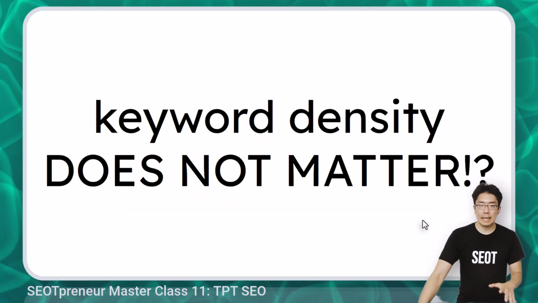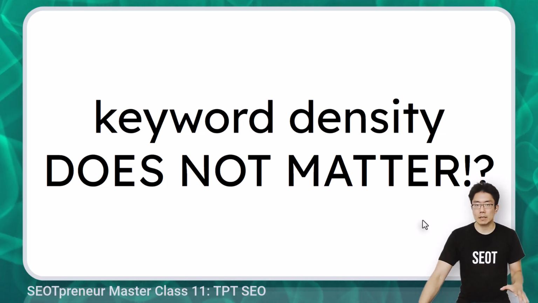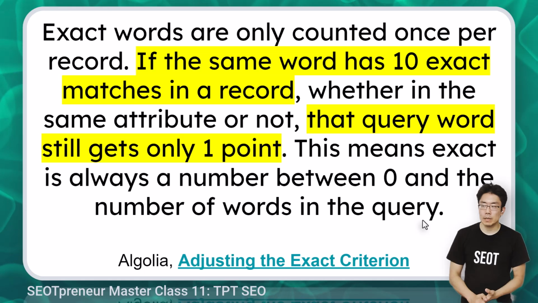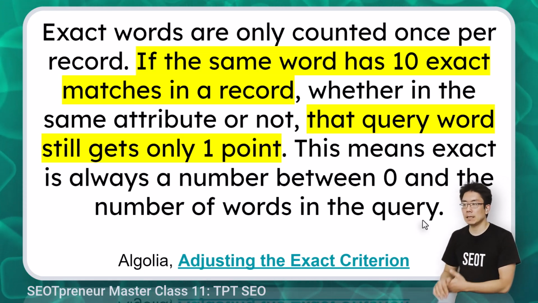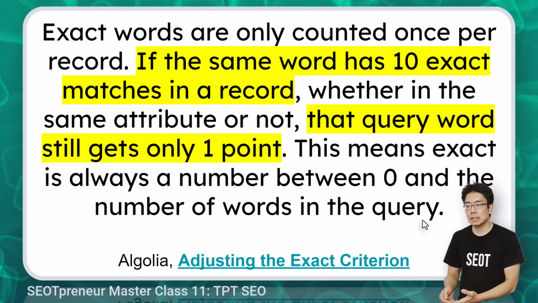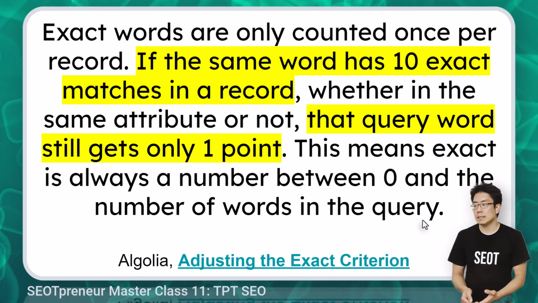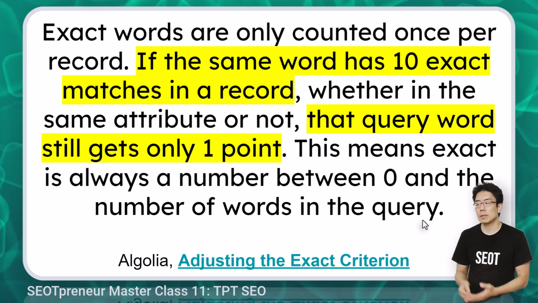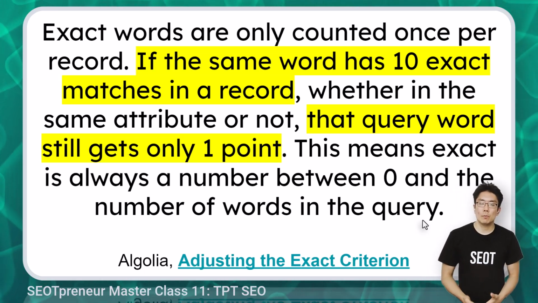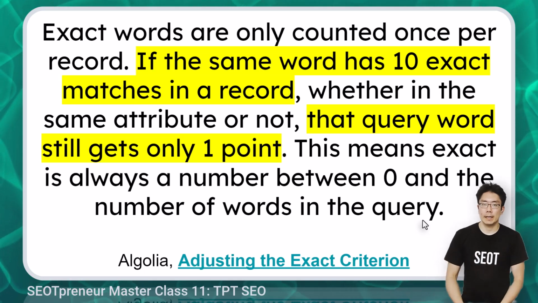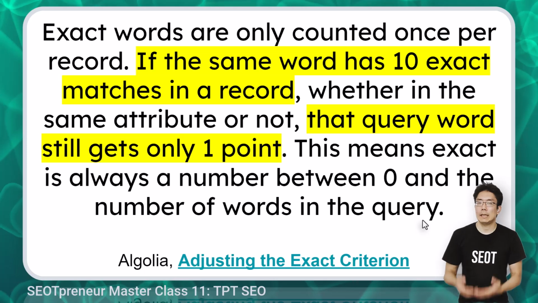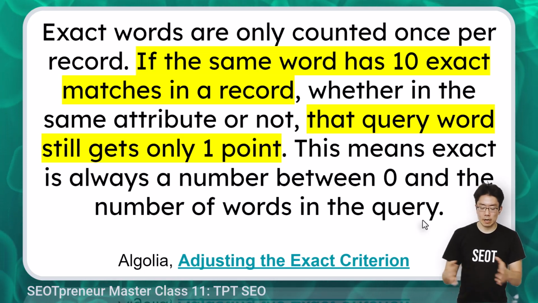So keyword density does not matter for this, per record. So once per TPT product. If the same word has 10 exact matches in a record, whether in the same attribute or not, that query word still gets only 1 point. This means exact is always a number between 0 and the number of words in the query. So you can use the same word over and over and over again in your product description, and it only gets counted once in your entire TPT product.